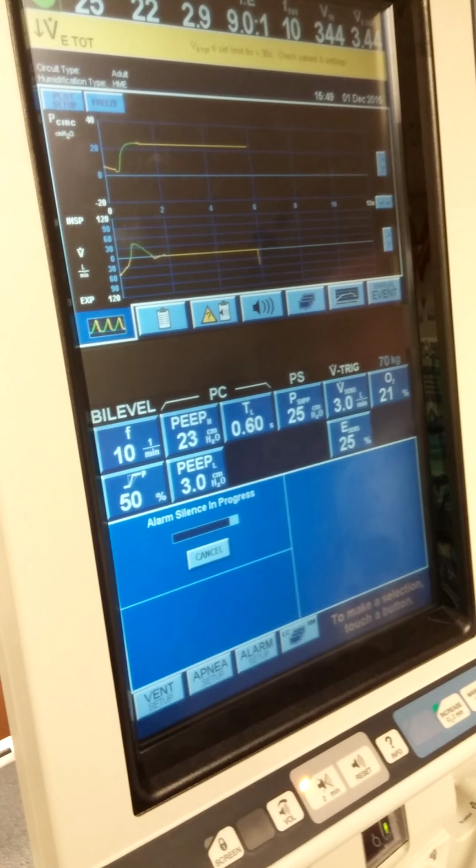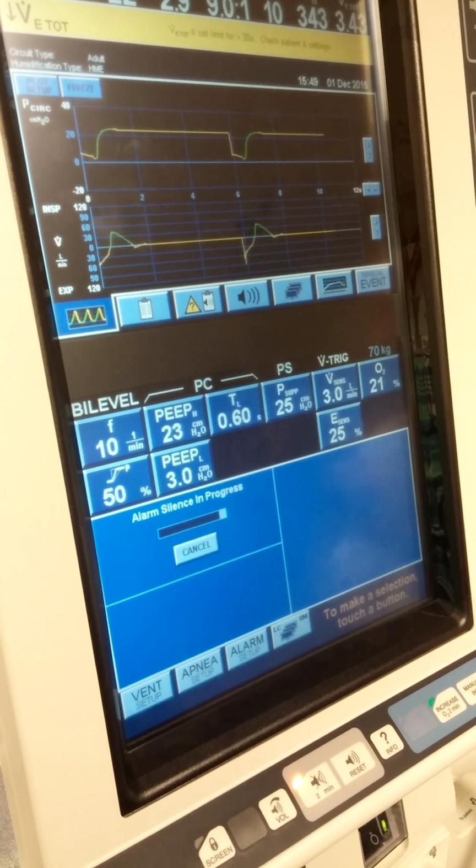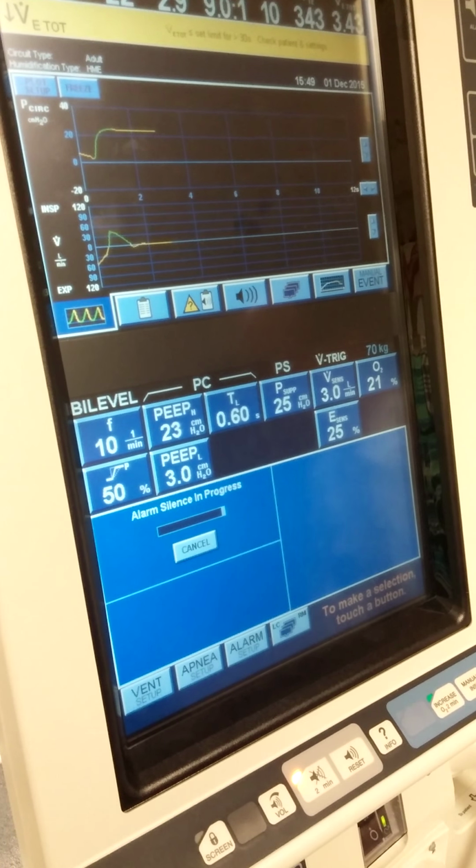Bilevel? That's when I have somebody I may want to do pressure control type breaths with SIMV so that they have some spontaneous efforts, and I want to monitor those tidal volumes and count those rates.